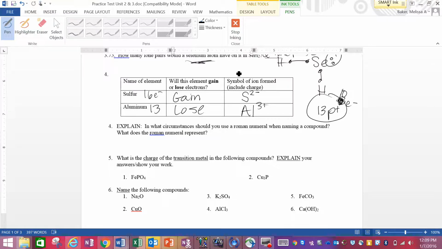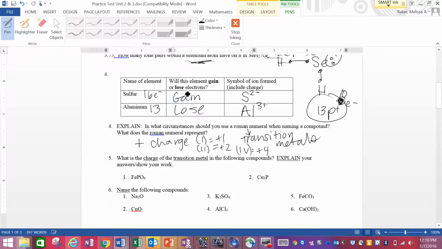In what circumstances would you use a Roman numeral? You only use Roman numerals when you're naming transition metals. What does the Roman numeral represent? It represents a positive charge. So for example, a 1 is a positive 1. A 2 is a positive 2. Okay, 4 is the weird one. IV, that's a positive 4.